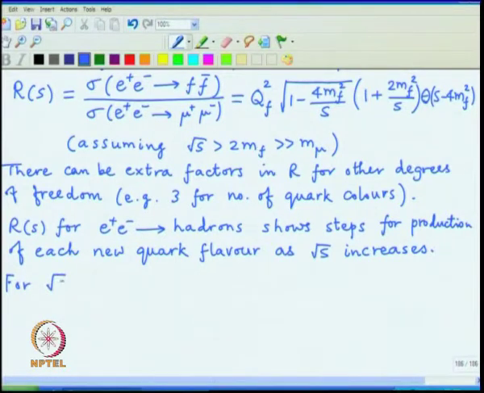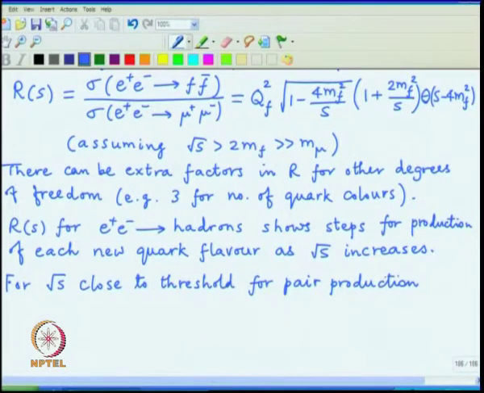So, for root s close to... okay, again take the complete expression. The electron mass is still negligible, but we will keep the muon mass finite and see what happens.